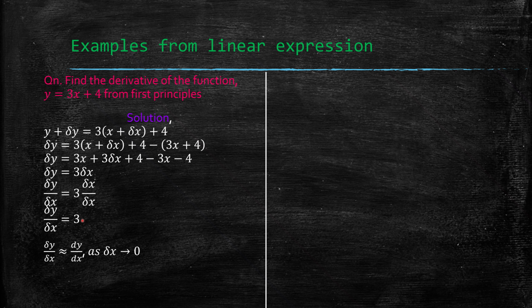Then our fourth step is to take limits. When we take limits, when our small change in y over small change in x approximates to dy dx, that implies that small change in x is too small and approximates to 0, because the two points we have taken are too close to each other. Since we do not have any small change in x on the right side, that means that our dy dx is going to be equal to 3, and that means that the derivative of the function 3x plus 4 with respect to x is going to be equal to 3.